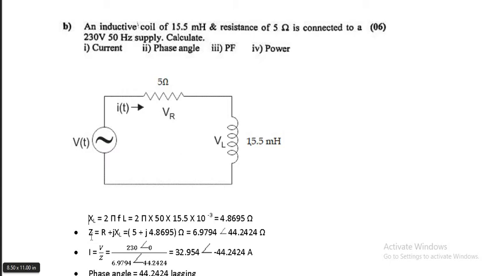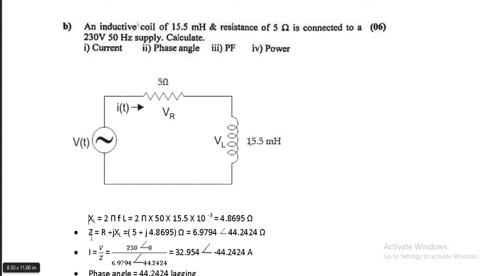So this is R plus JXL form, that means this is rectangular form. I'll have to convert this into polar form, because if I want to find out current as V by Z, I want to do the division. In case of division, which form I want? I want always polar form for the division and multiplication, and it is always rectangular form which is needed for addition and subtraction. So in the next step, just because I want to find out current by the division, I'll have to have Z's polar form. So I'm converting this 5 plus J 4.8695 into polar form as 6.9794 at an angle 44.2424.